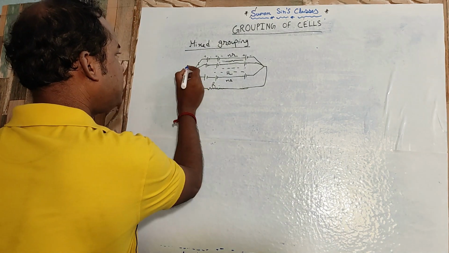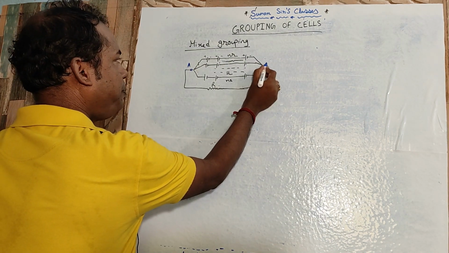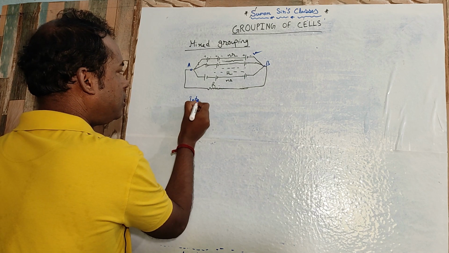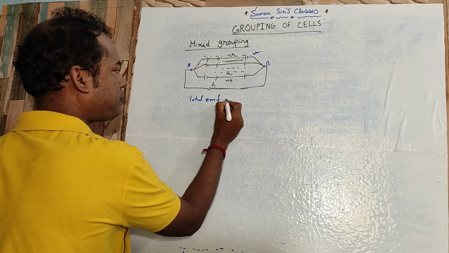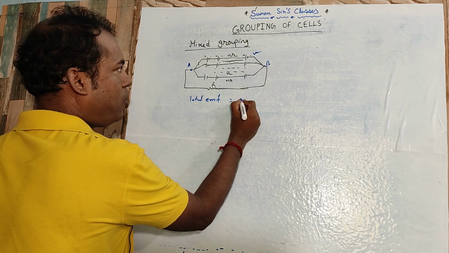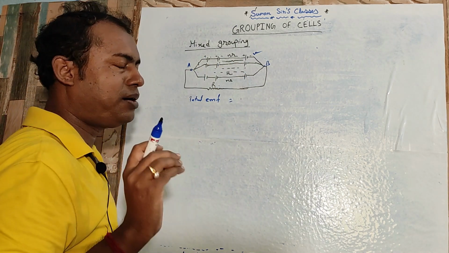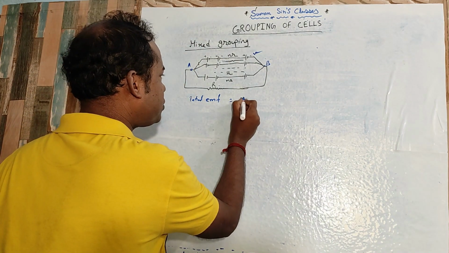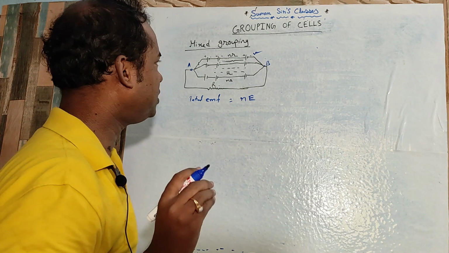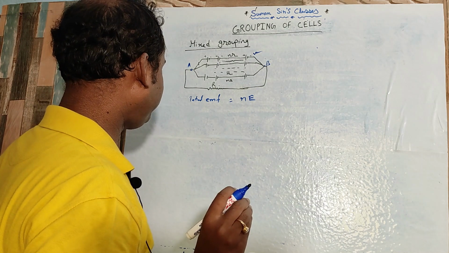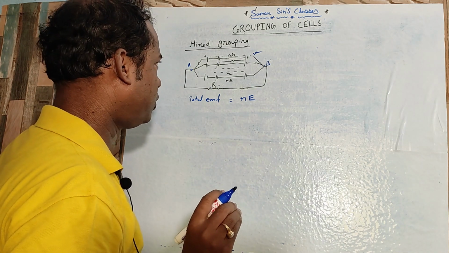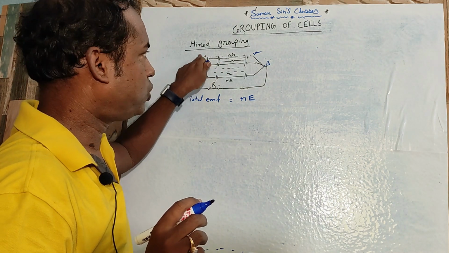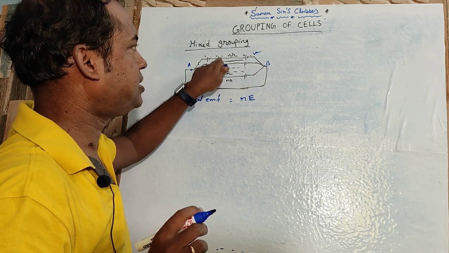So if I consider this one is A and this one is B, we consider the first line, this is very much important. So total EMF equals, for the first line, total number of cells n, and for one cell the EMF is E, so total EMF equals n into E. Okay, so this is the total EMF. Now we want to find out the total internal resistance. For the first line, the total internal resistance equals nr.